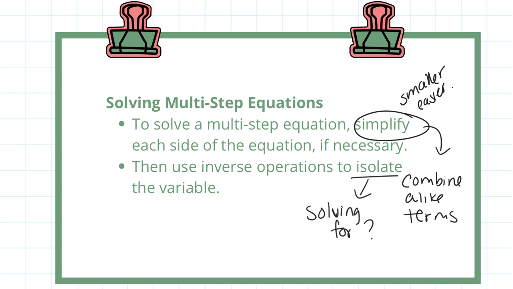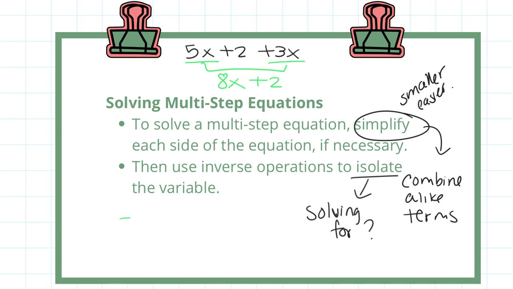So for example, in combining like terms, if I have 5x plus 2 plus 3x, the like terms in here are going to be 5x and 3x. If I combine these, I'm going to have 8x plus 2. So as you can see, we simplify it by combining the like terms to help with multi-step equations.